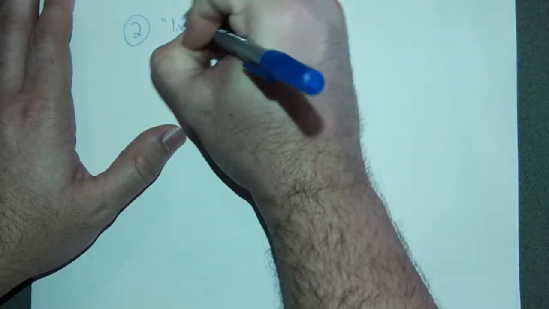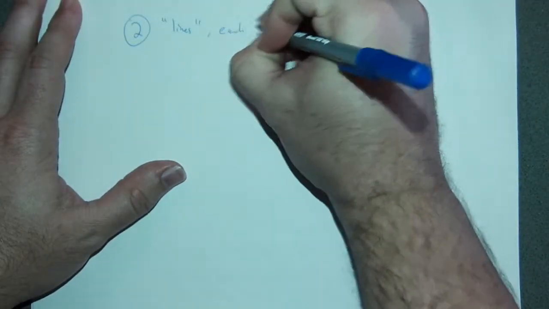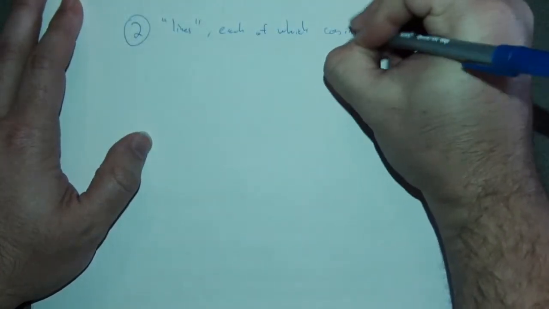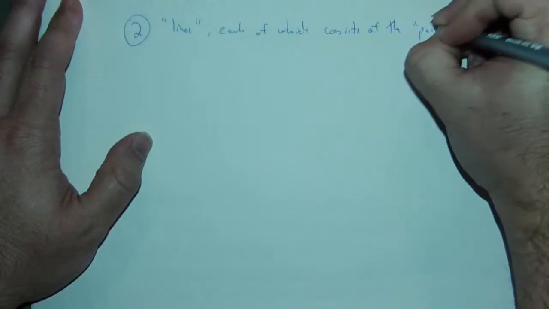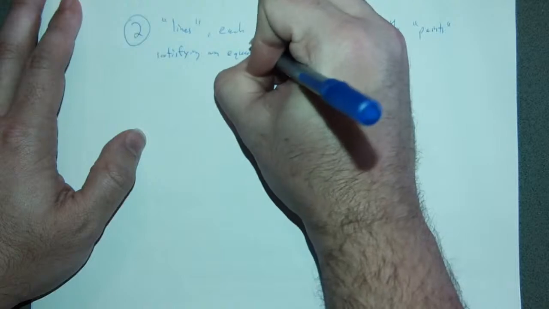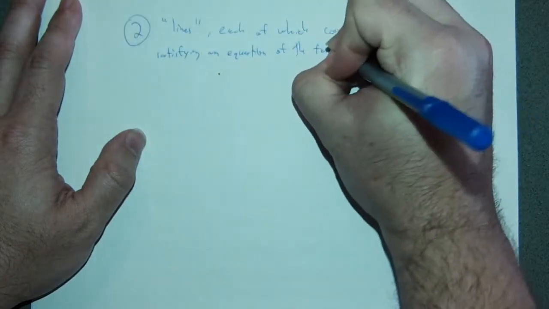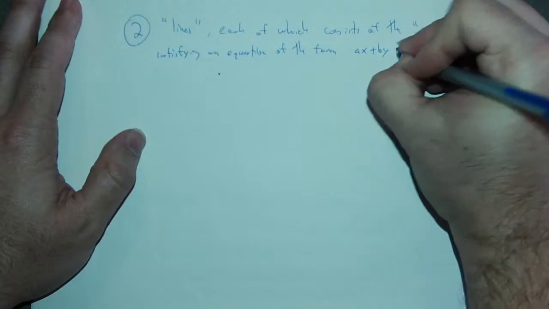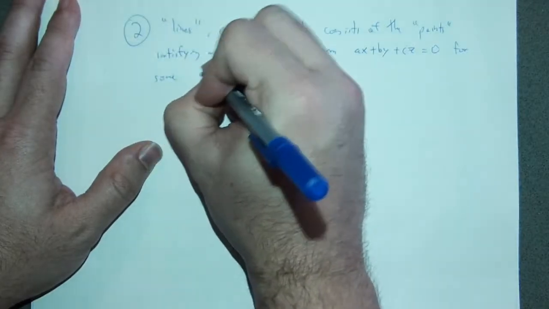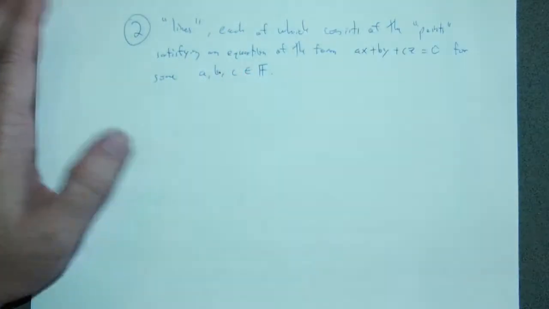And secondly, it has lines. What are its lines? Each of which consists of the points satisfying an equation of the form ax plus by plus cz equals 0, for some a, b, c in my field.